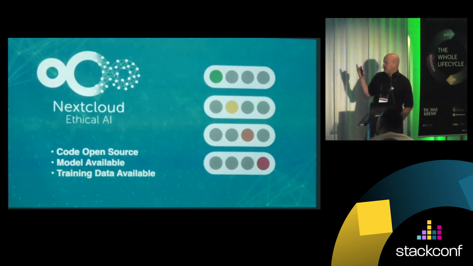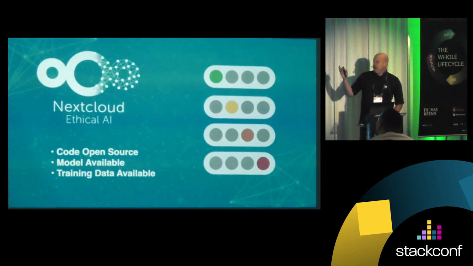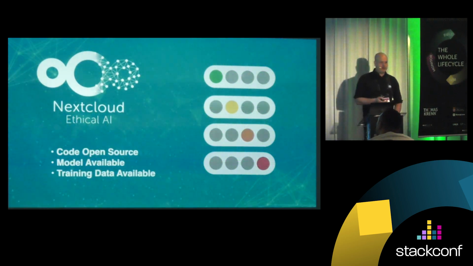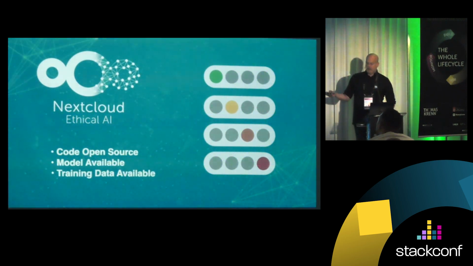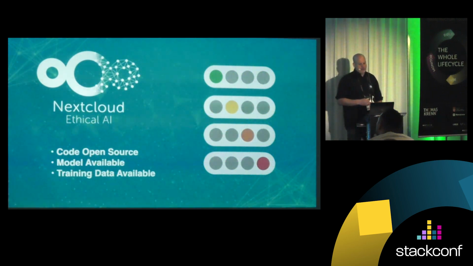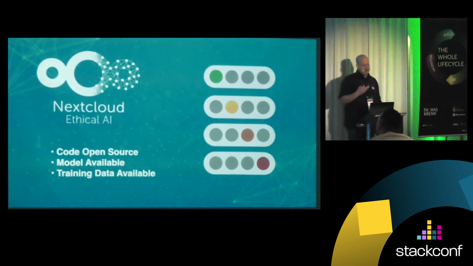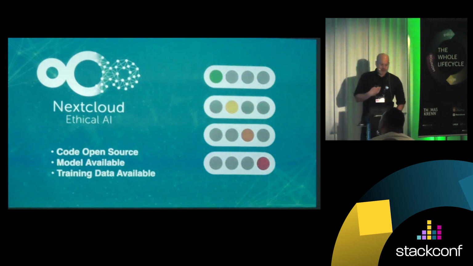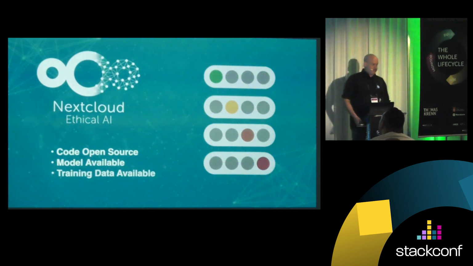So we developed this ethical AI rating system where we have these four requirements. That the code should be open source, because only if the code of these AI features is open source can you actually check what it's doing, and you can also improve it and improve the efficiency and so on. The model should be freely available, because only then can you run it locally as you want. And the training data should also be freely available, because then you can check if there's any bias in there, or you can improve it over time, retraining and so on. So from our perspective, these are requirements for ethical AI, and we have this traffic light system to check the different features for that.